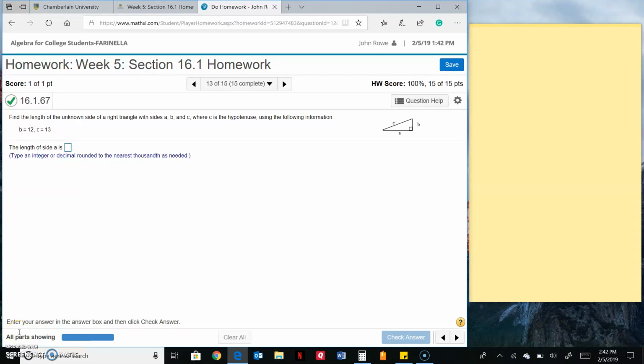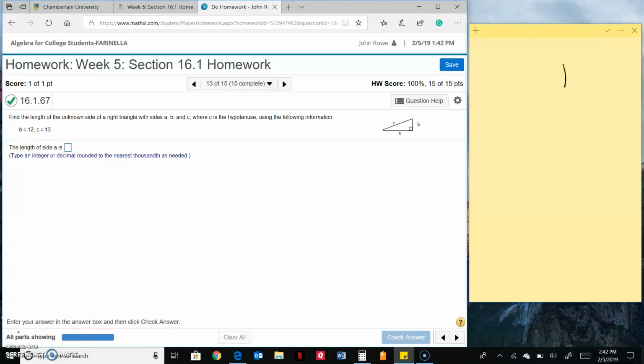Hello class. Today, let's find the length of an unknown side of a right triangle with sides A, B, and C, where C is the hypotenuse using the following information. B equals 12, C equals 13.